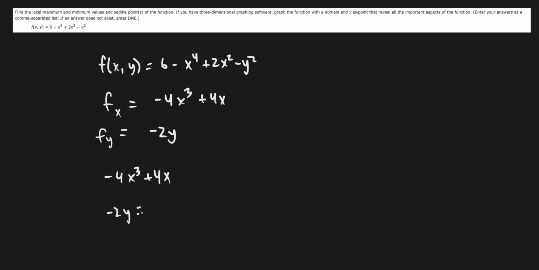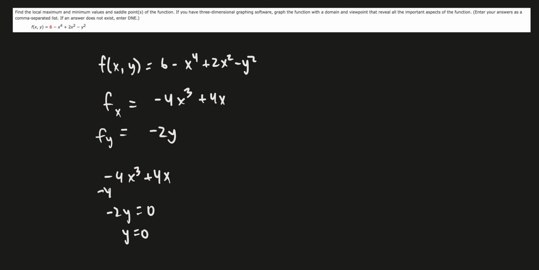Setting both of them equal to 0 is not hard, actually. This is an easy one. This gives you that y is 0. And let me make sure I did my partial derivatives correct. So this is constant minus 4x cubed, 4x, that's correct. This is with respect to y, so yeah, that's correct. This is y equals 0, and this is minus 4.